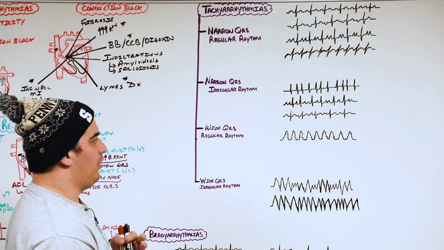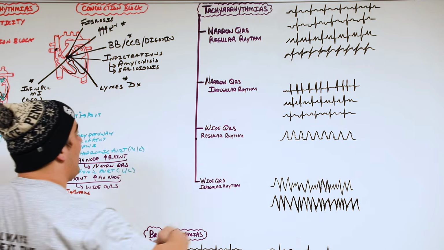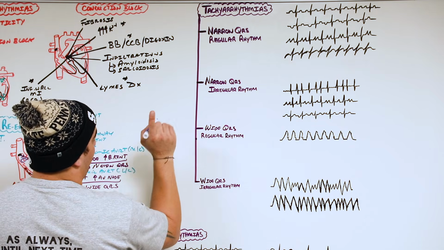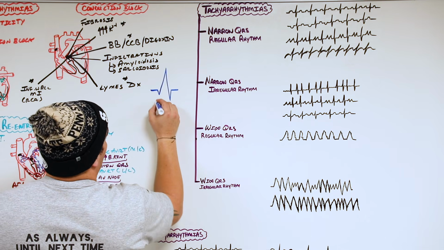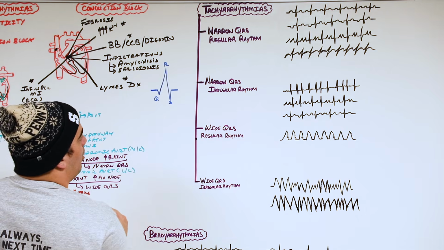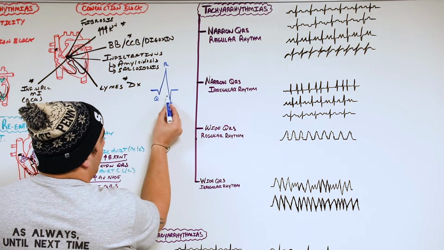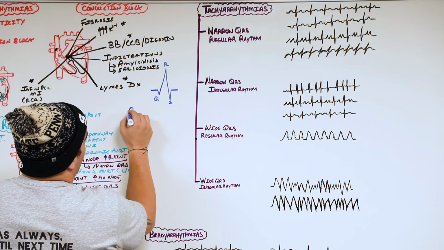It's one of these 4 categories. How do I figure out which category it's in? First thing I do is, after I find out that it's too fast, I check my QRS complex. That's my first thing I do. So I'm going to go ahead and draw out here just a quick little diagram of a QRS complex. First thing I need to know about my QRS complex is the width.